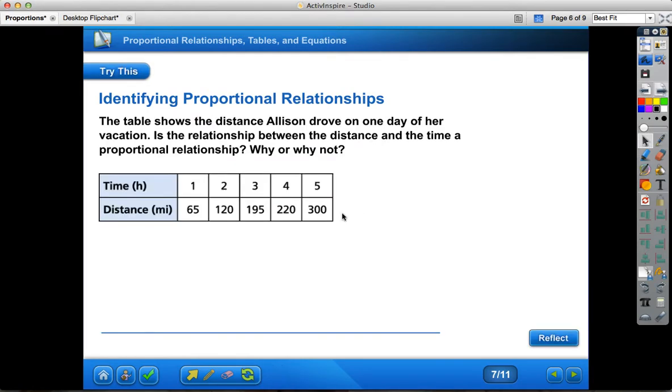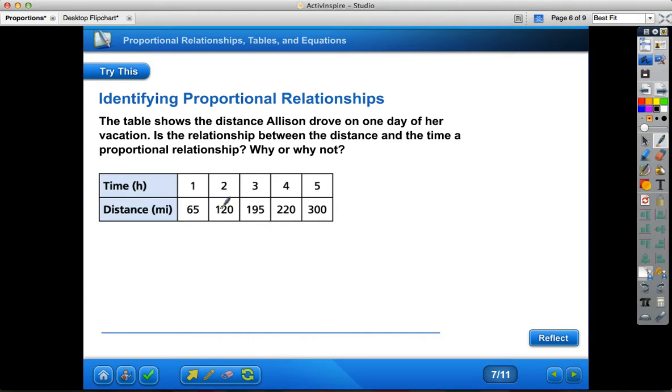All right, so let's take a look at the next problem. So the table shows the distance Allison drove on one day of her vacation. Is the relationship between the distance and the time a proportional relationship? Why or why not? Okay, so we used a table to determine whether or not they were proportional by using the table to break down the ratios essentially to their unit rates to see if they all had the same unit rate. All right, so let's try that again. So in this case, we have 1 to 65.